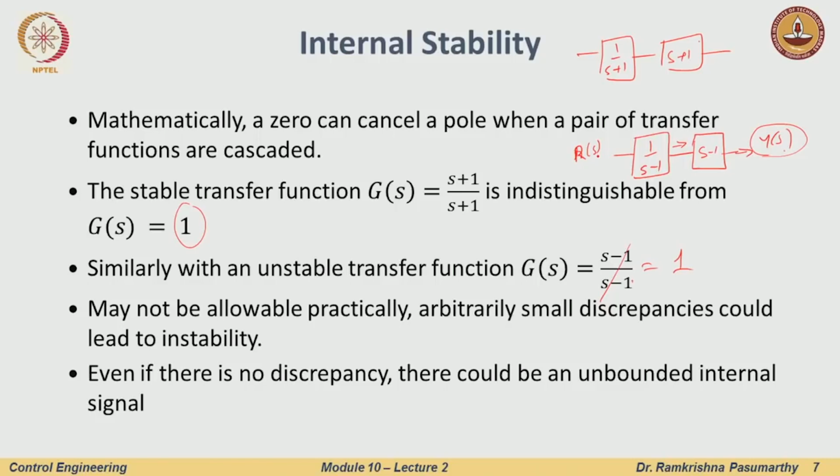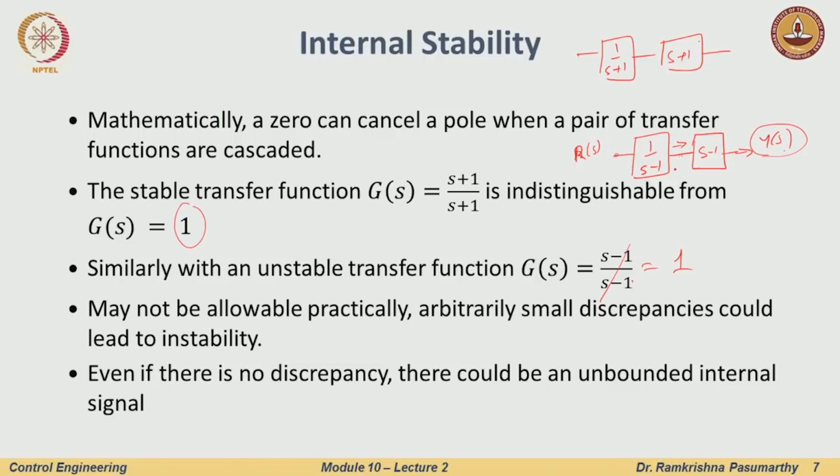This is straightforward, right, just looking at it mathematically. But is it practically feasible? Well, it may not be allowed practically, because if this changes by even a very small number, say by 1 millionth for example, then there is some instability here, there is no cancellation. Moreover, what if the initial conditions are not 0? Then you can never do this, because the signal from here till here is unstable, right.